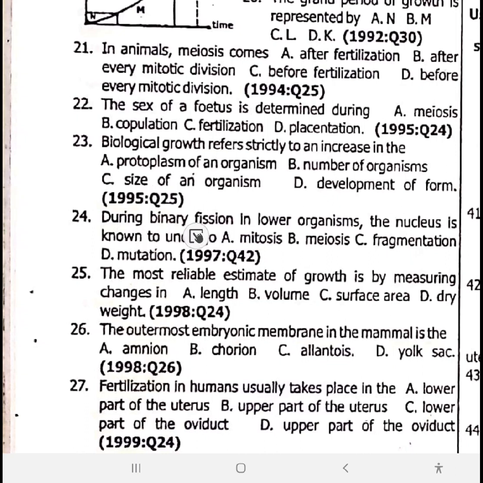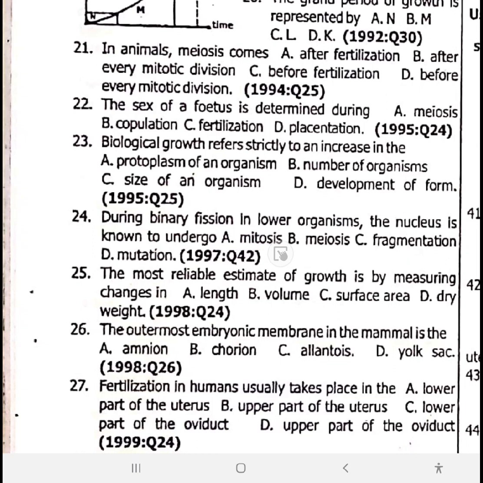24: during binary fission in lower organisms, the nucleus is known to undergo mitosis. Mitosis happens for binary fission in lower animals, and then growth in higher animals. So mitosis is the system that lower animals would use to undergo their own reproduction, lower organisms. While for higher animals, mitosis is only involved in growth.